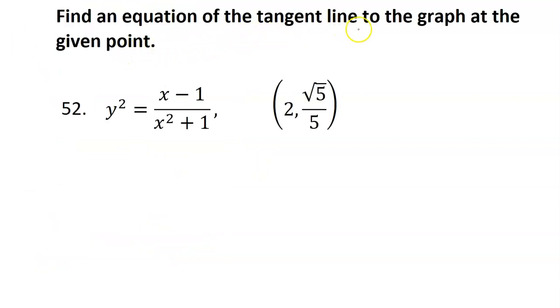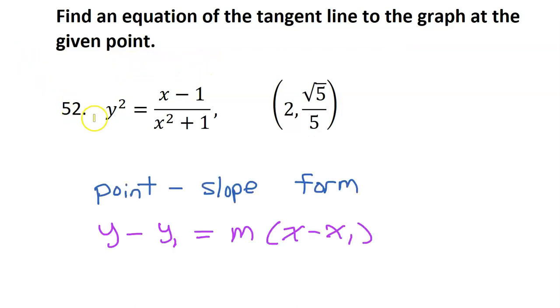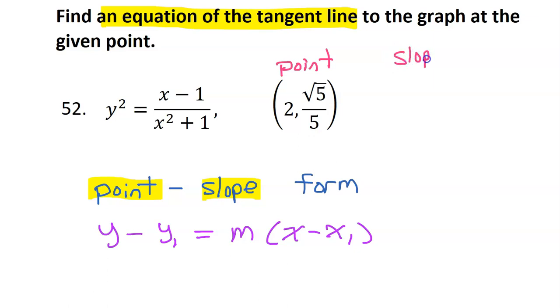Find an equation of the tangent line to the graph at the given point. Whenever they ask us to find an equation of a line, we always use point-slope form, which works like this. But this means we need two things. We need a point and we need the slope. One of those things we already have. We have a point because they gave us the point of tangency. That means we only need to find one thing, and that is the slope.